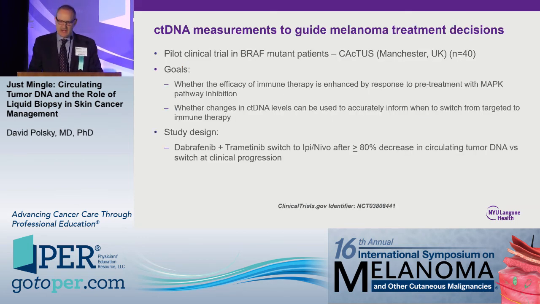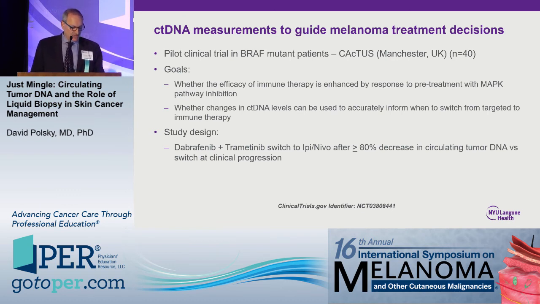Finally, there's actually a group that is doing this in Manchester. They have the Cactus trial, and their goals were whether the efficacy of immune therapy could be enhanced by pretreatment with MAP kinase pathway inhibition. And so just as a general question, should you treat with BRAF/MEK first and then switch to immunotherapy? And then whether ctDNA levels can be used to inform when to switch.